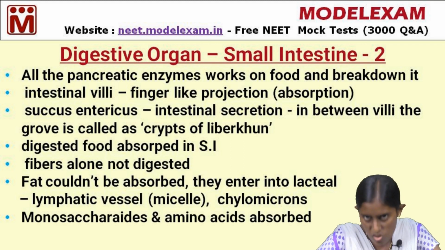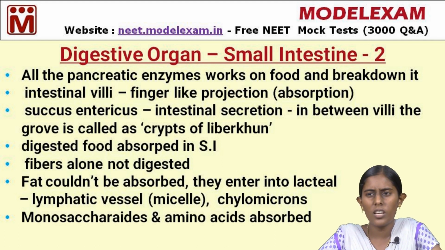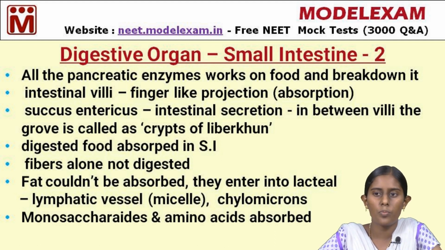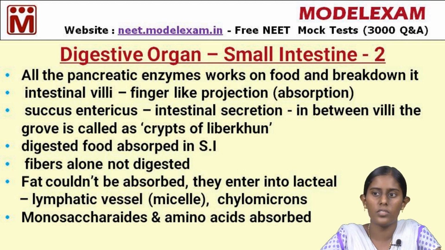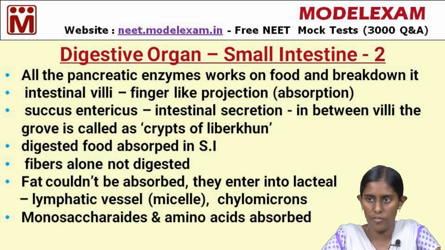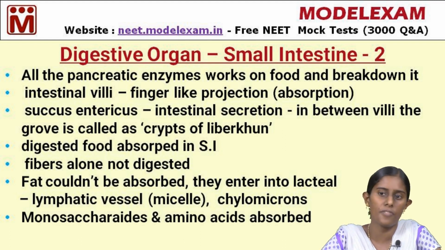In the small intestine, there are small finger-like projections called villi, microvilli or intestinal villi. They mainly help in the absorption of food materials, absorption of smaller materials. In between the villi, the groove at the base region is called the crypts of Lieberkuhn. It is named after the person who identified it, Lieberkuhn.